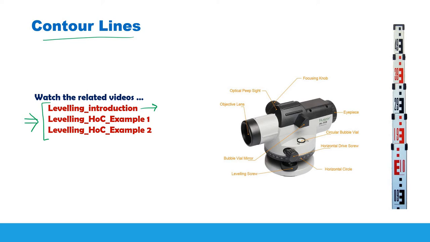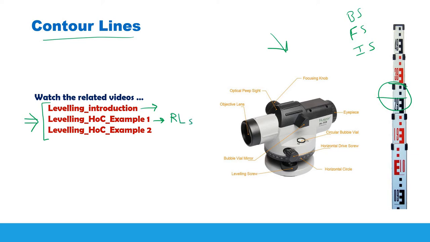leveling and also the equipment used for leveling, how to make a reading on a leveling staff, and different kinds of readings: back sights, foresights, intermediate sights, the difference between them. In the second video, which is called Leveling, use the height of collimation method for calculating the reduced levels of the unknown points.